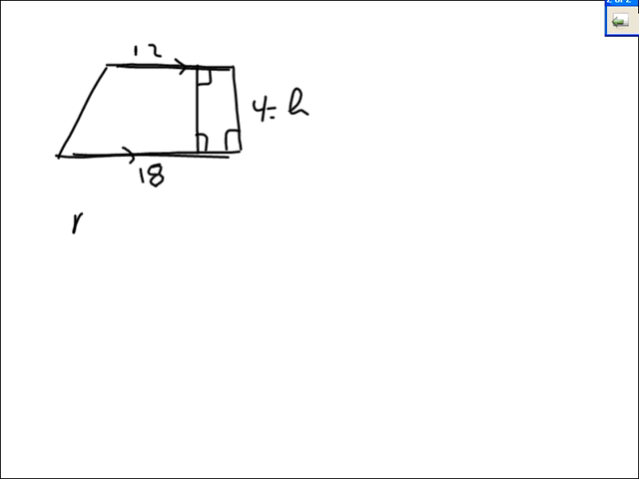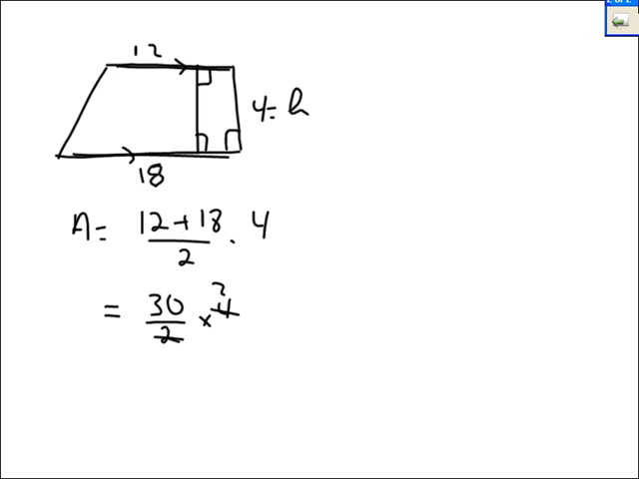Problem is done. The area is going to be the average of the two bases times 4. The two bases add up to 30, over 2, times 4. 2 into 4, 2 times. 30 times 2 is 60. 60 square units, because these are in some units. 12 units plus 18 units is 30 units over 2, times 4 units, which became 2 units. Unit times unit, unit squared.